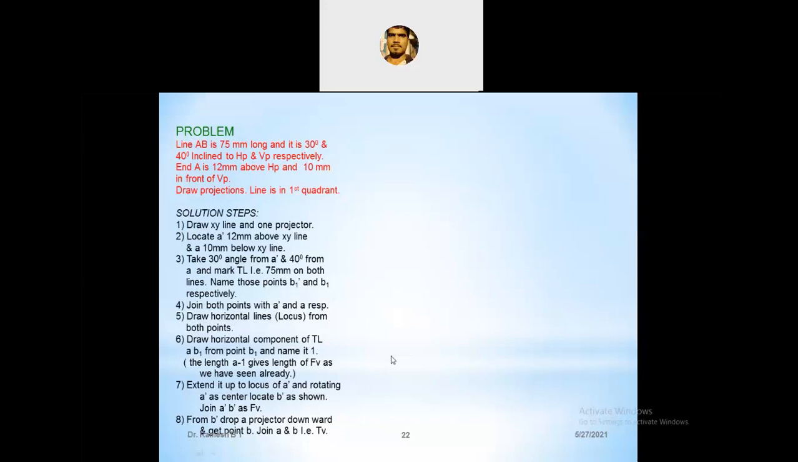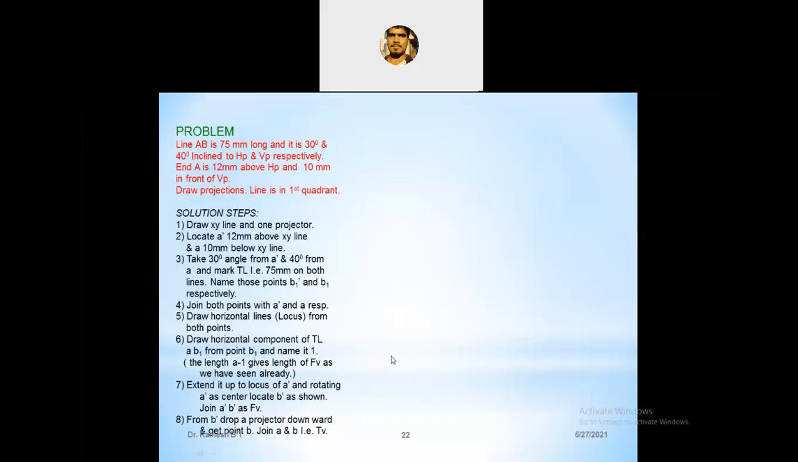And they given end A is 12 mm above HP and 10 mm in front. Draw its projection, and always the line is in the first quadrant. We are solving problems on lines in the first quadrant. Clear? For this, I told some of the steps we have to follow.